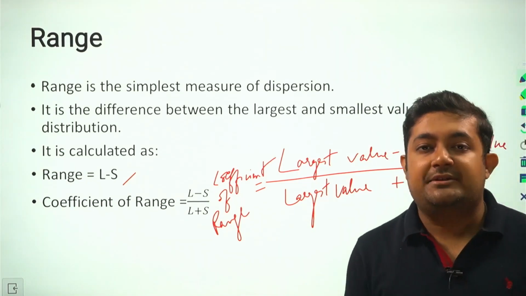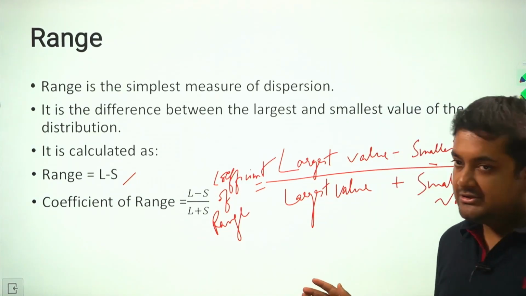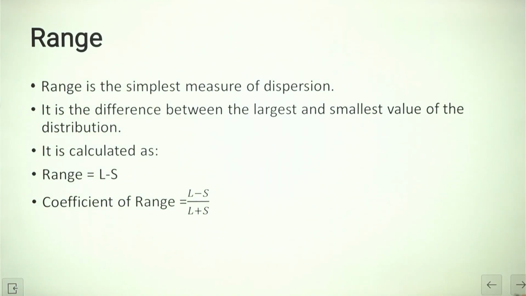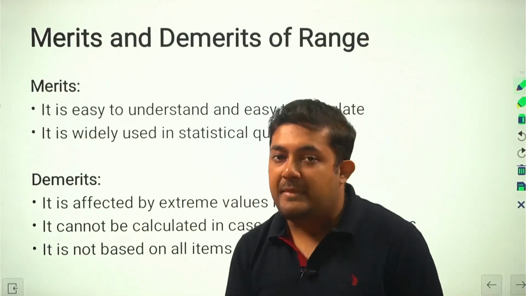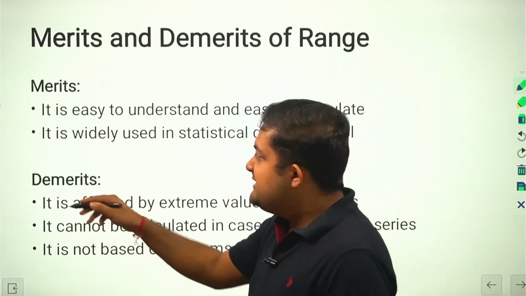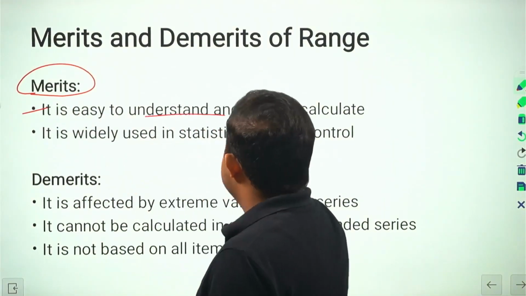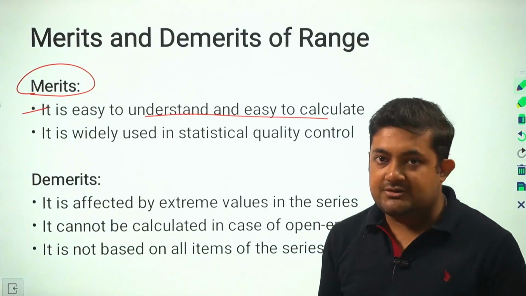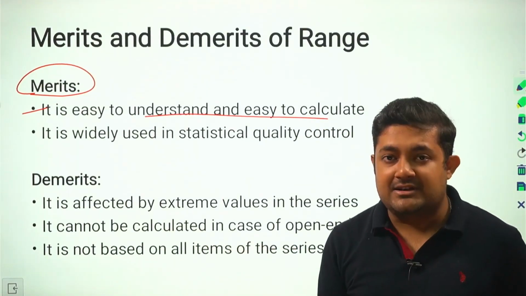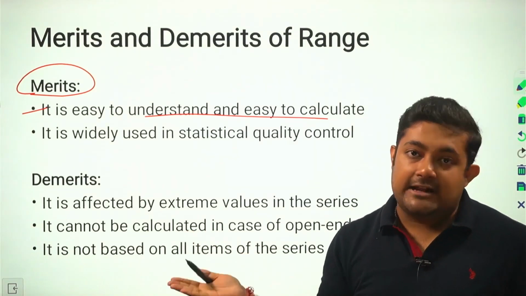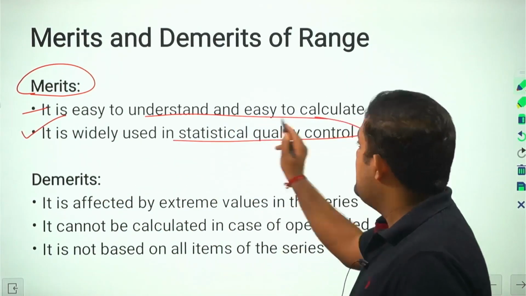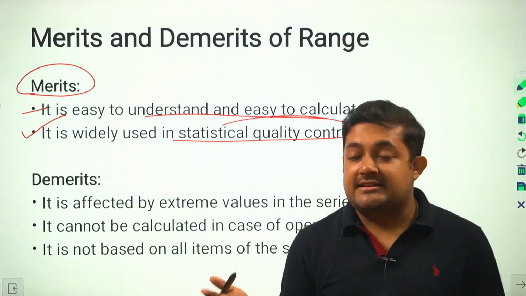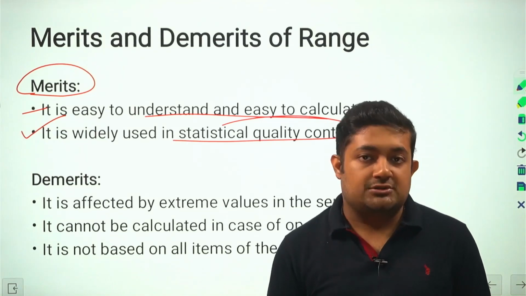So এতিয়া আমি যদি দুটামান numerical কৰো আমাৰ এটো পুৰা clear হৈ যাব range, ঠিক আছে, okay. Before jumping to the numericals, let's see what are the merits and demerits of range. So basically merits কি হয়, range it is easy to understand and easy to calculate. Obviously it's very easy to understand, we have already understood what is range, and also it is easy to calculate as well, we have already calculated one range. It is widely used in statistical quality control, statistical quality control কাৰণেও আমাৰ range বহুত উপকাৰী.